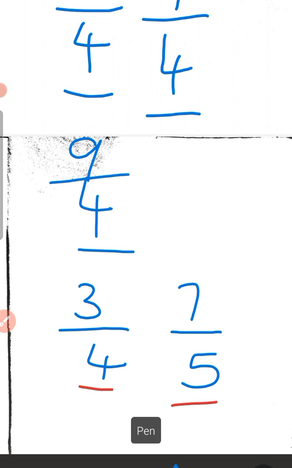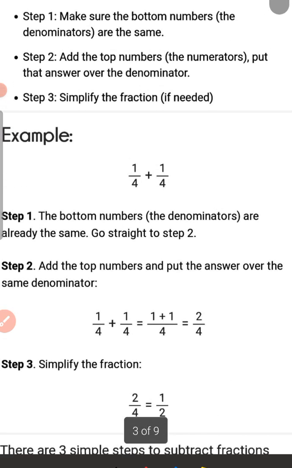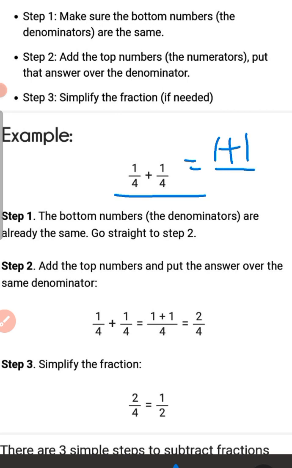Now we are going to learn about addition of like fractions. So children, first check the denominators. In this example, we are adding 1 by 4 and 1 by 4. Here the denominators are 4, so they are like fractions. Then the second step is to add the top numbers, the numerators. 1 plus 1. Then write the same denominator. What is 1 plus 1? 2. 2 by 4 is our answer.